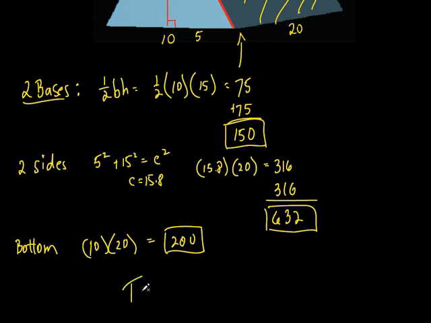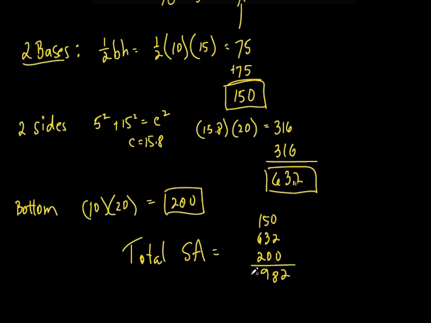Now, how do I find the total surface area? I'll just put SA for surface area. I just add them up. All right, so let's do that. So it's just 150 plus 632 plus 200. And let's see what we get. That's a 2, that's an 8, that's a 7, that's a 982. So the total surface area of this would be 982 square whatever it is. Let's say it's in inches, okay? So let's say it's 982 square inches.